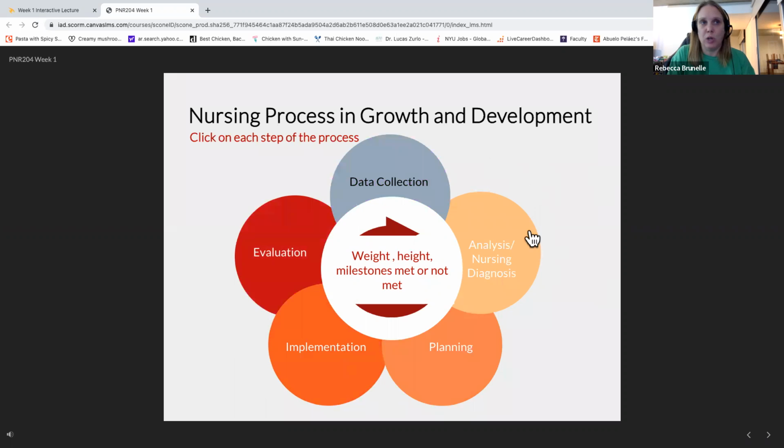You're going to look at your data, come up with your nursing diagnosis, and then you're going to plan what you're going to do based on that diagnosis, implement, and evaluate. It's always good to have that thought process when you're caring for a patient. And then after you get to the evaluation stage, you're going to look at your data again and see if you need to implement a new plan.